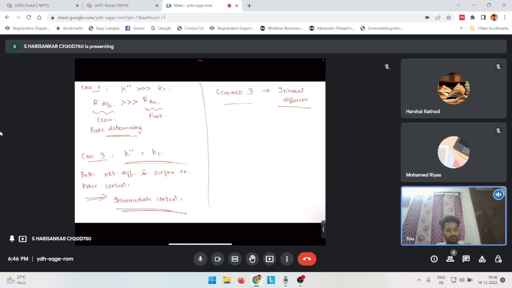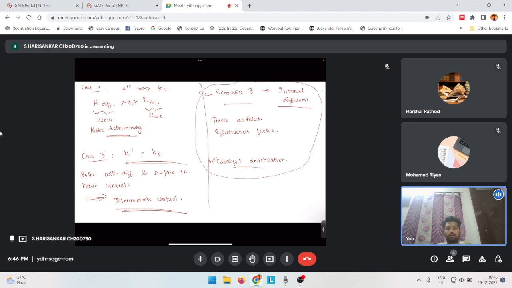And inside this you have a value called the Thiele modulus and the effectiveness factor. Right. So this is for scenario three. And after this, there is one small portion called catalyst deactivation. With these two portions, CRE will be more or less complete. We must have covered all the portions in CRE.